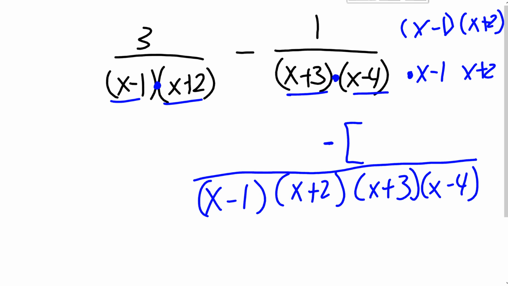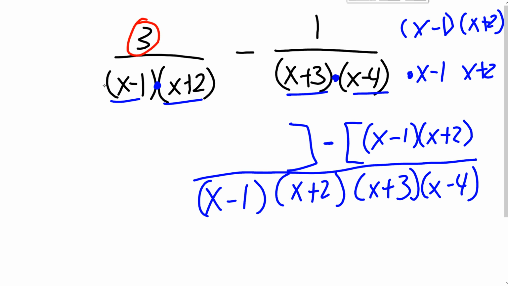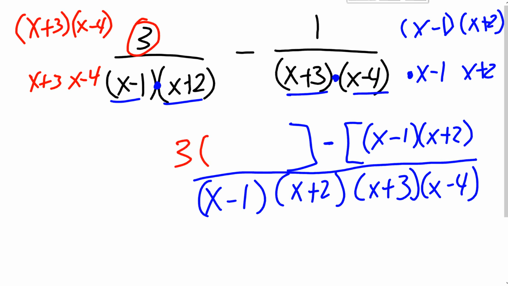So I'll keep these kind of separate. Here's the numerator of the right one: an x minus 1 times x plus 2. The one on the right is a little more complicated because we have 3 here. So this one is missing an x plus 3 and an x minus 4, so I've got to do that on top. So we could just multiply all that together, just put that 3 on the outside like this. That would be fine for now.